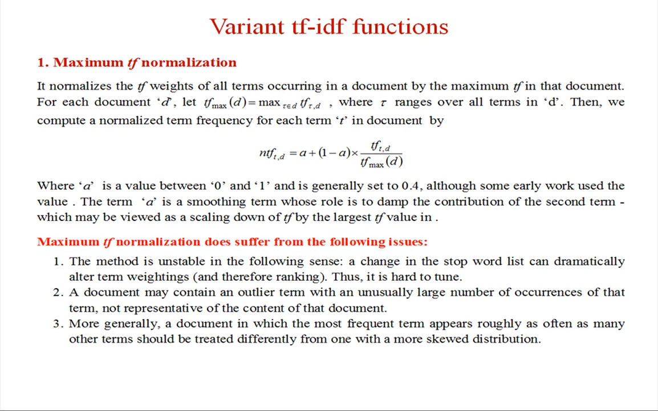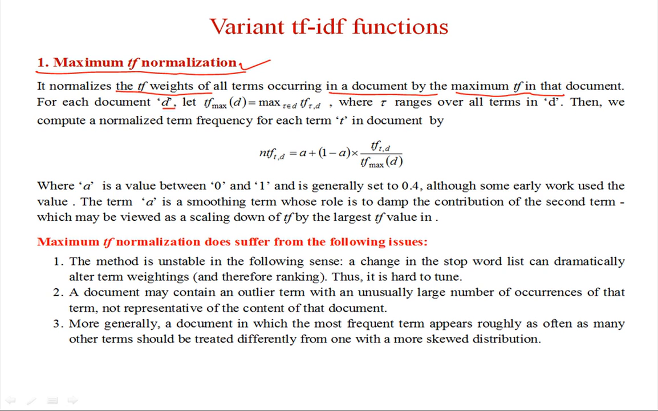Now the variants of TF-IDF based functions. First is the maximum TF, term frequency normalization. In this case, we normalize the term frequency in any document d by dividing by the frequency of the most frequent word in that document. It normalizes the term frequency weight of all terms occurring in the document by the maximum TF in that document.